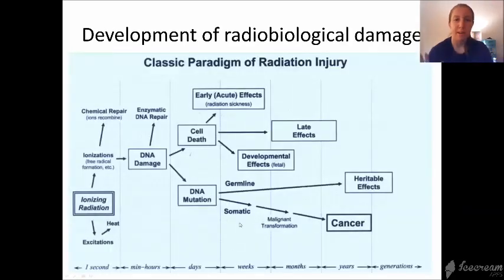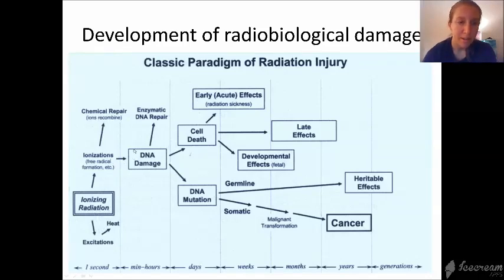So this is the classic paradigm of radiation injury, and there's a time frame down here just to give you an idea of when these events occur. If we start over here at ionizing radiation, we can go down this path first. Excitations can lead to heat. Heat is uncomfortable, but there's not a large amount of damage there in terms of DNA damage. We can have ionizations, which include free radical formation, which I'm going to speak about soon. But we also have chemical repair, so ions can recombine with each other, and this occurs on the order of seconds.